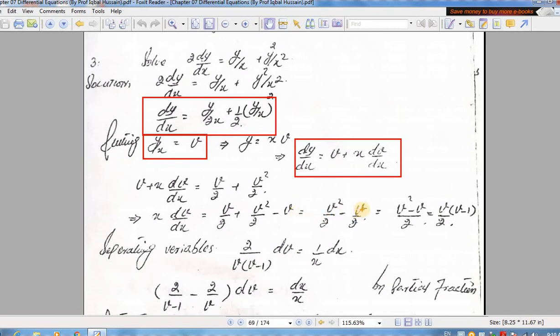Simplifying, v divided by 2 minus v over 2 minus v is equal to minus v over 2. Now taking LCM, taking v common, separating the variables. Here we have this one and we have this one.